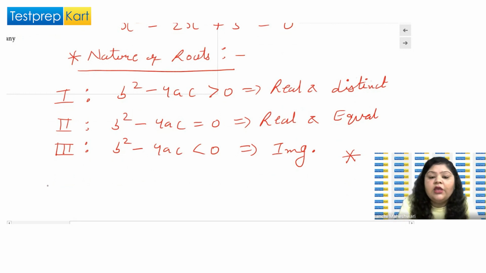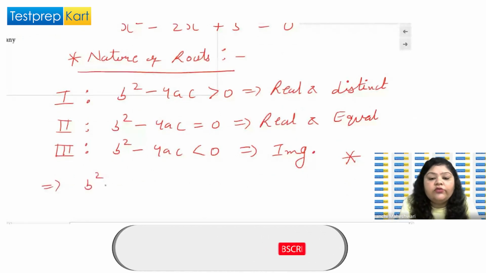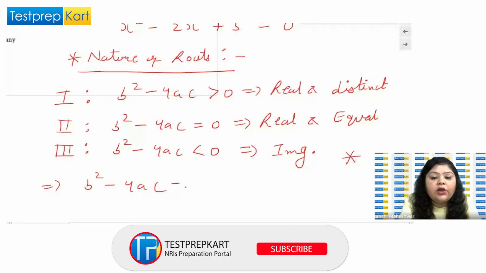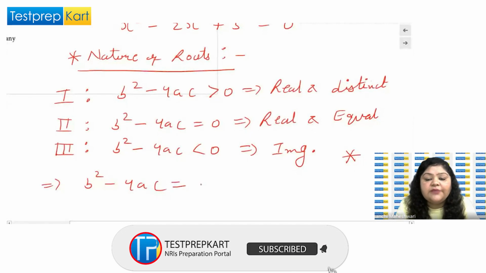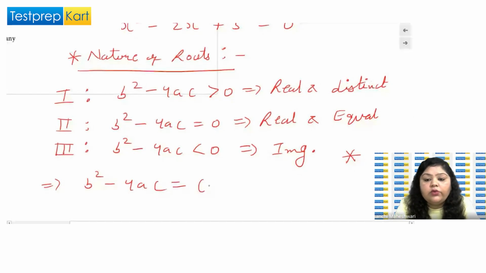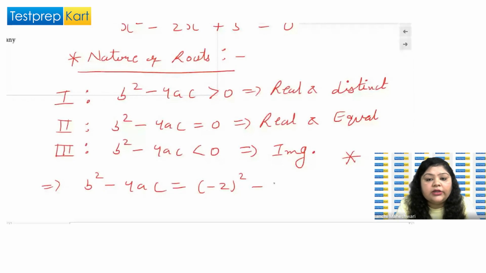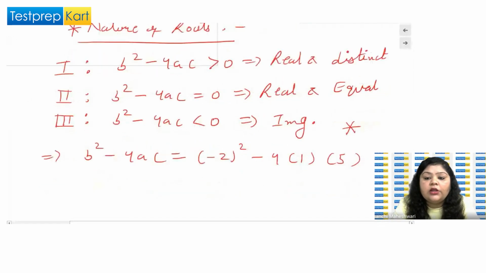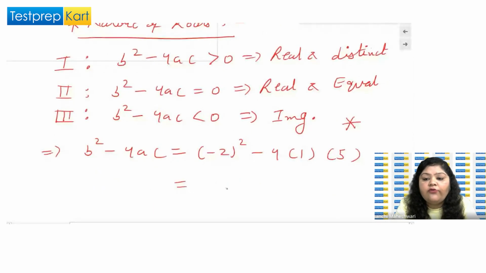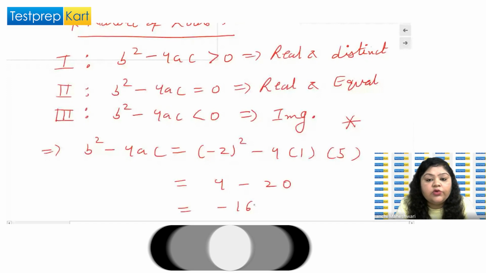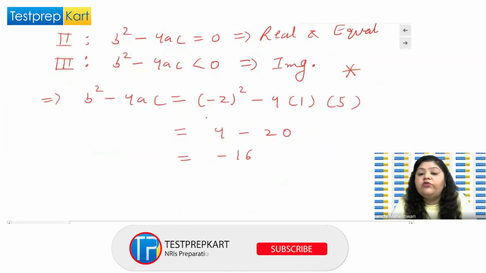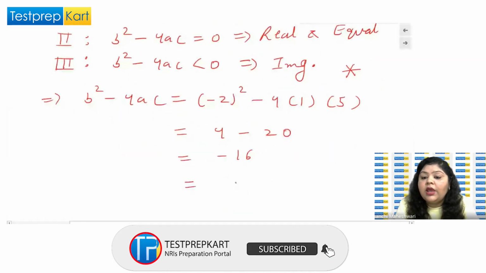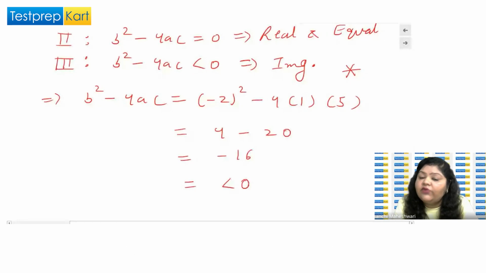Now see, I will find the value of b square minus 4ac for our particular question. So it would be minus 2 square minus 4 into 1 into plus 5. Now let's simplify that. So I'm going to have 4 minus 20, so I'm going to have minus 16. This is the value of my b square minus 4ac. Now you tell me, is it less than 0 or not? Definitely it's less than 0 because it is a negative number.